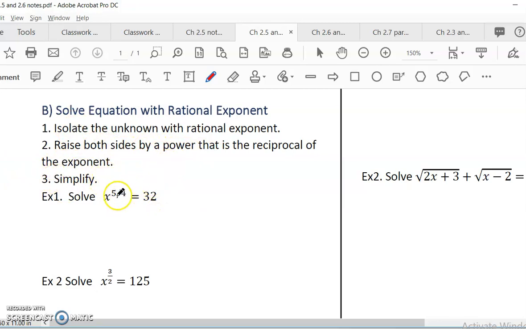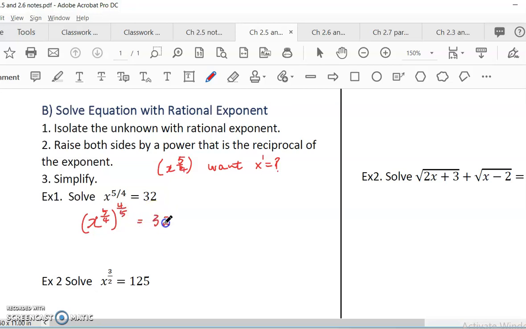So if I have x to the 5/4, I want to apply another exponent so that this would cancel, because I want x equal. X equal means x to the power 1, right? So I want this to be 1, so I multiply by the reciprocal of 5/4. What's the reciprocal of 5/4? It's 4/5. So I write 5/4, and at the same time, I do 4/5 outside.